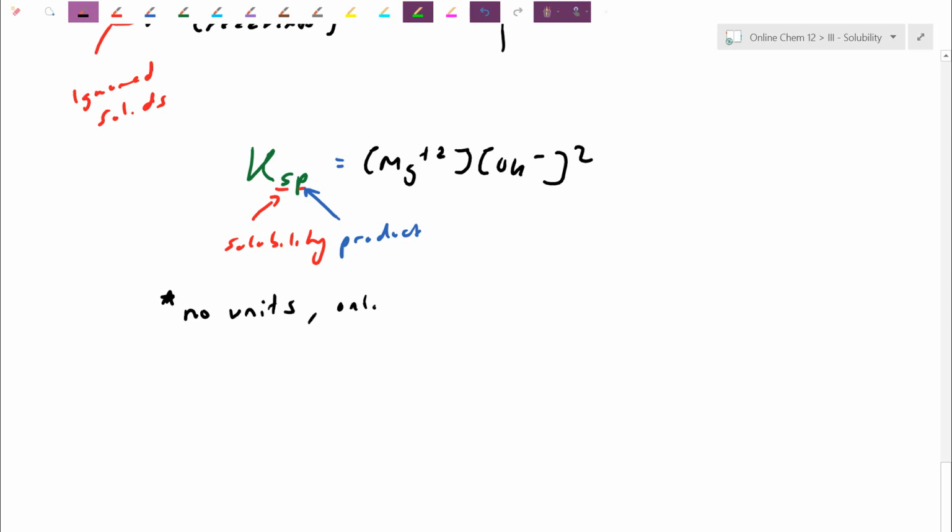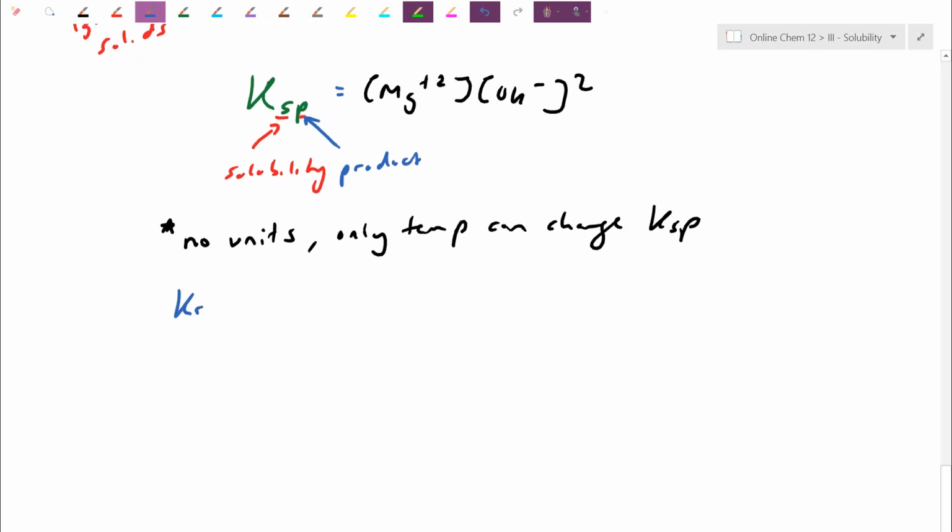We know only temperature can change KEQ. In this case here, we're just going to give it a different name. Only temperature can change KSP. Things may dissolve better or worse depending on whether it's hotter or colder. Right? At the end of the day, however, it is an equilibrium constant.